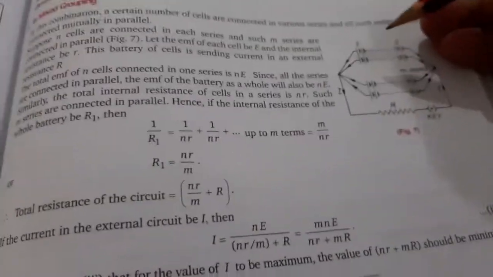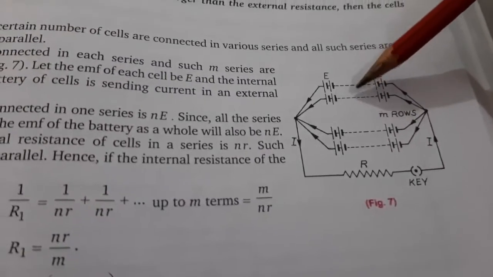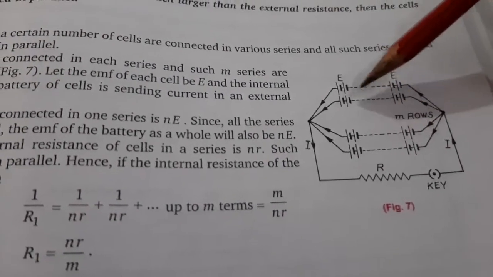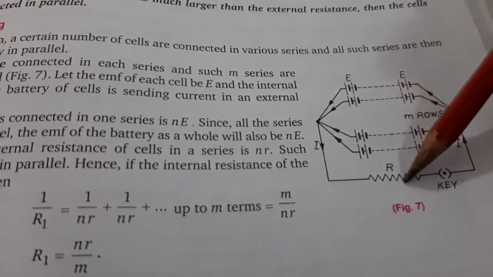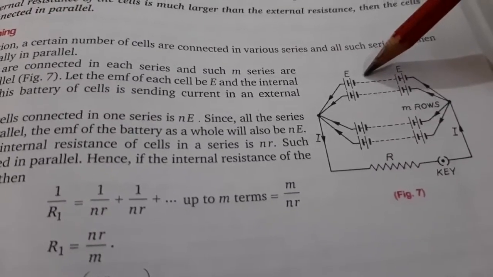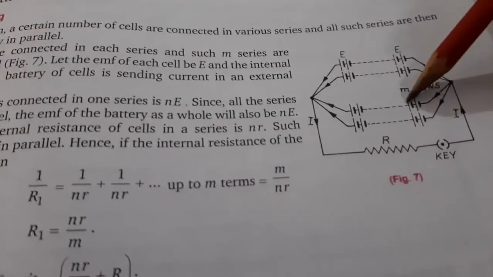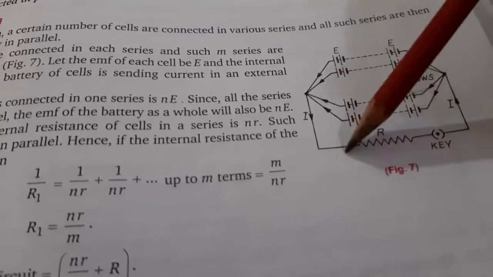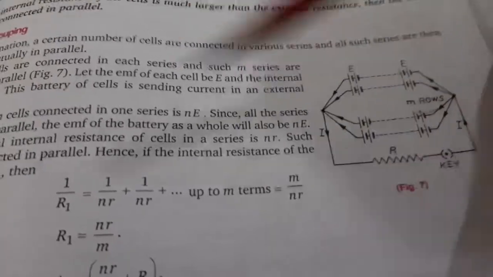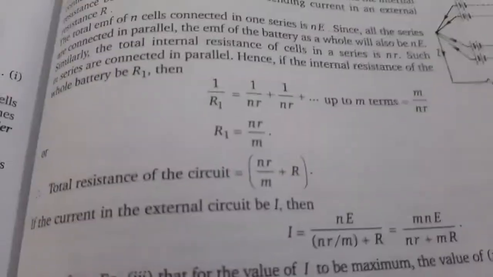Now in mixed combination, you can see some resistors and some cells are in series, and some branches in which cells are in series are connected in parallel. So we have a total of n rows and m columns, or m rows and n columns. The total number of branches is small n. So the total internal resistance: 1 over nR, 1 over nR, up to n terms, m over nR. So this is R1 is equal to nR over small n.